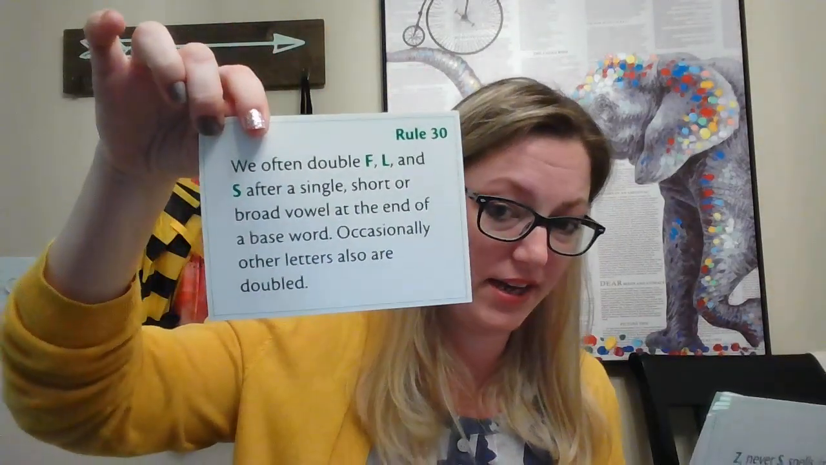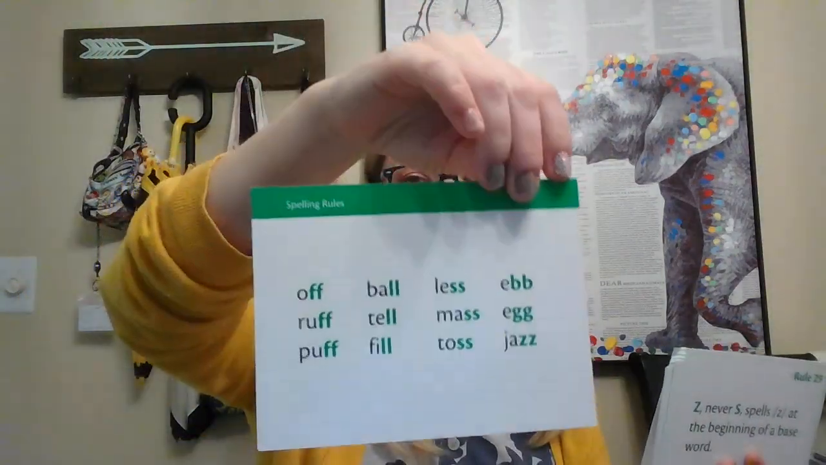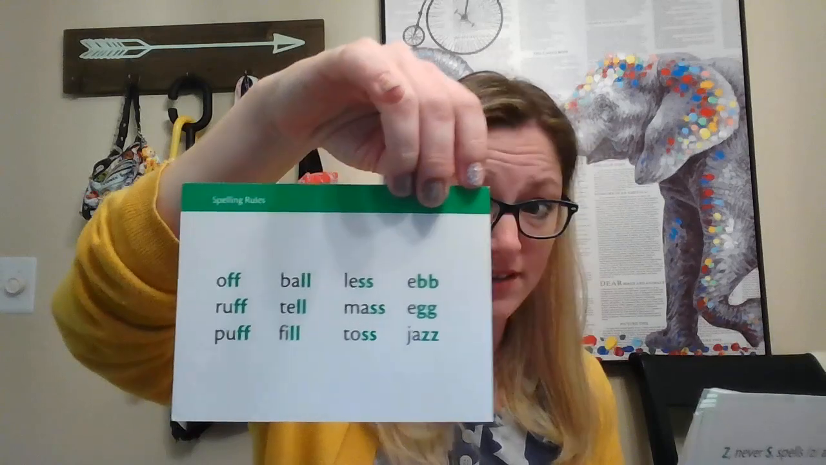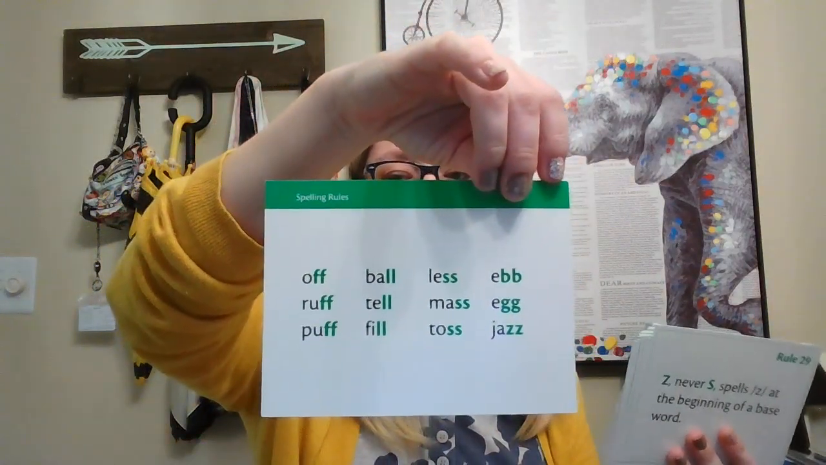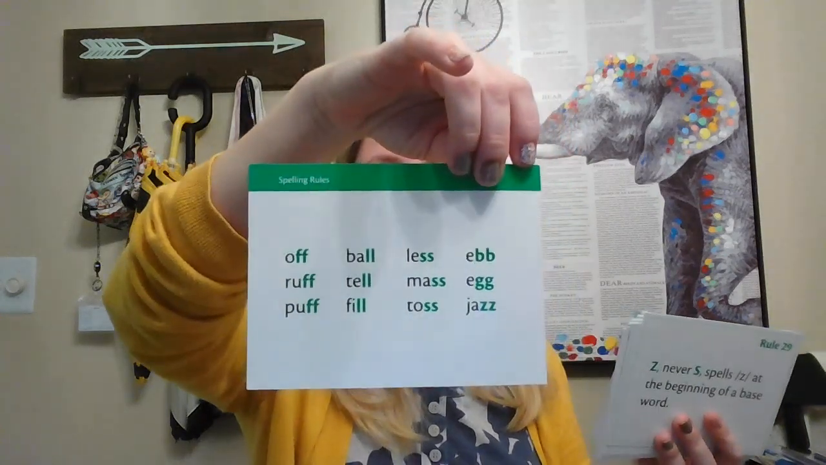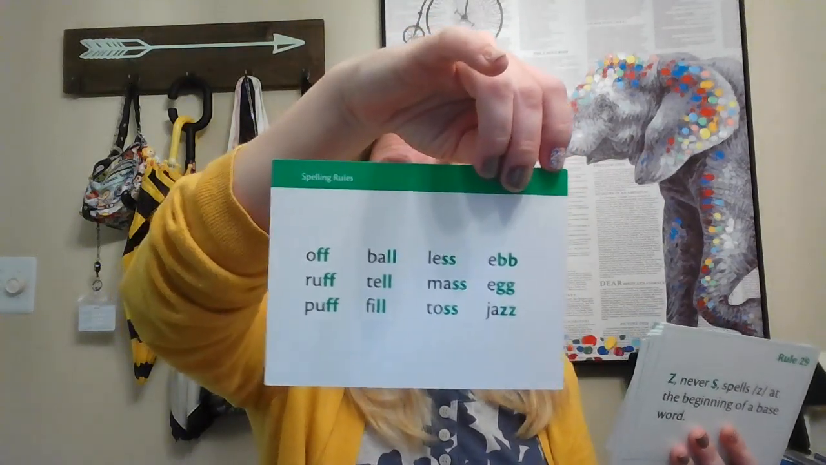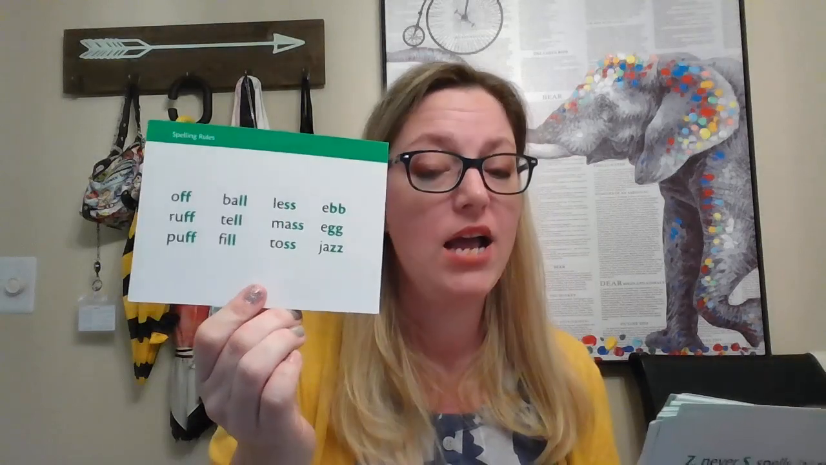Very clearly delineated. There is no guessing. We often, not always, double F, L, and S after a single short or broad vowel at the end of a base word. Occasionally, the other letters also are doubled. Okay. Very, very interesting. Not required to teach reading.